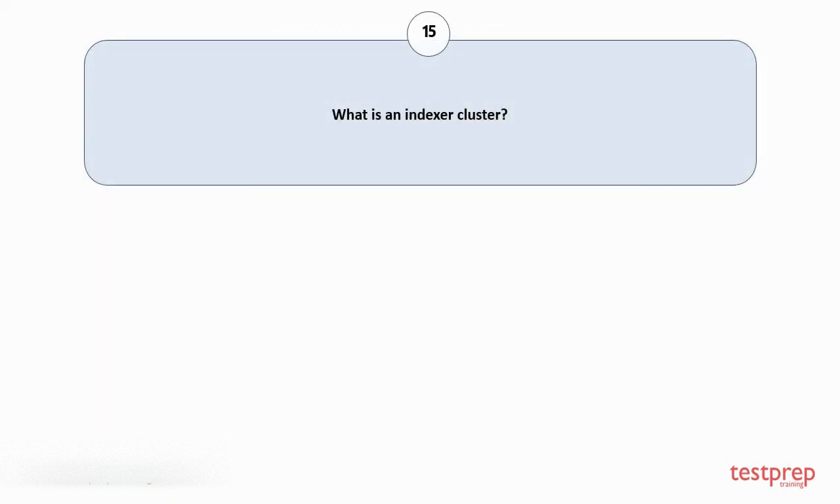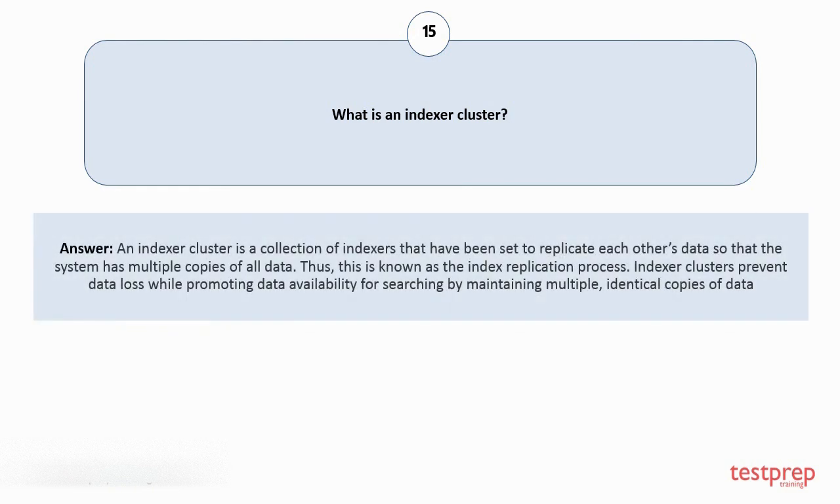Question number 15, what is an indexer cluster? Your answer is an indexer cluster is a collection of indexers that have been set to replicate each other's data, so that the system has multiple copies of all data. Thus, this is known as the index replication process. Indexer clusters prevent data loss while promoting data availability for searching by maintaining multiple, identical copies of data.